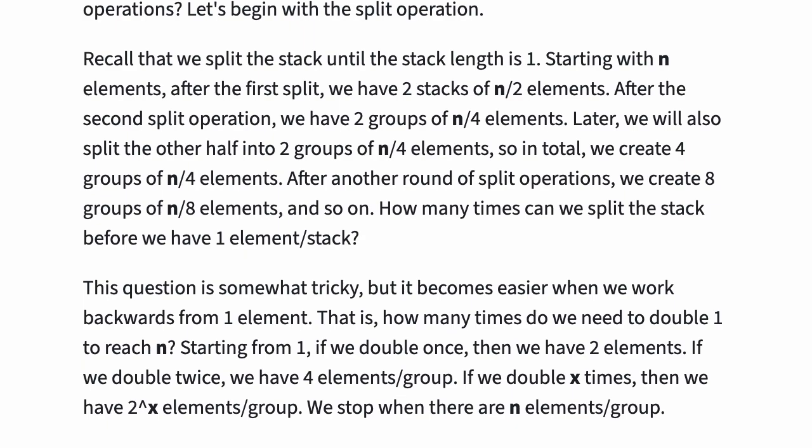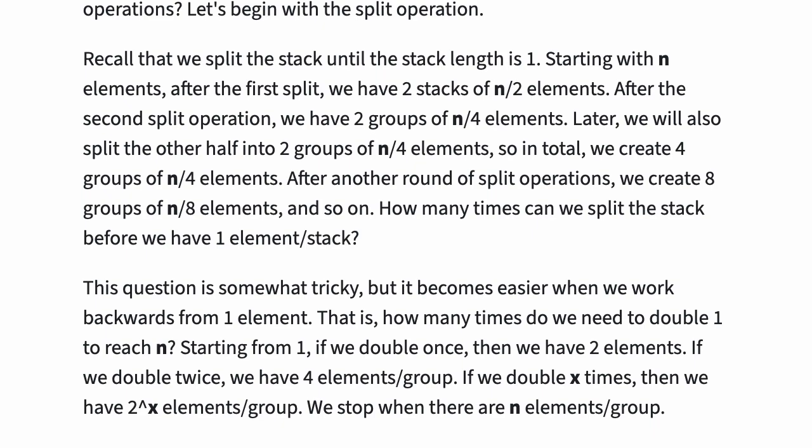Recall that we split the stack until the stack length is 1. Starting with n elements, after the first split, we have two stacks of n divided by 2 elements. After the second split operation, we have two groups of n divided by 4 elements. Later, we will also split the other half into two groups of n divided by 4 elements. So in total, we create 4 groups of n divided by 4 elements. After another round of split operations, we create 8 groups of n divided by 8 elements, and so on.